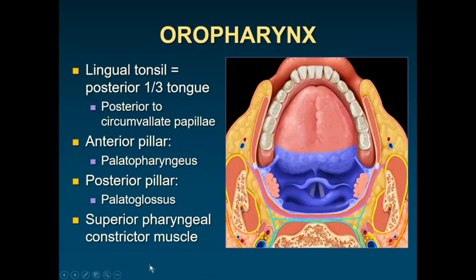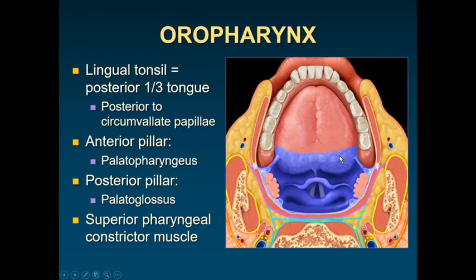But we can see it on this axial graphic, where the lingual tonsil is going to be that lumpy, bumpy tissue that's the posterior 1/3 of the tongue, or base of the tongue, that's posterior to and including the circumvallate papilla, which you can see on this graphic right here.